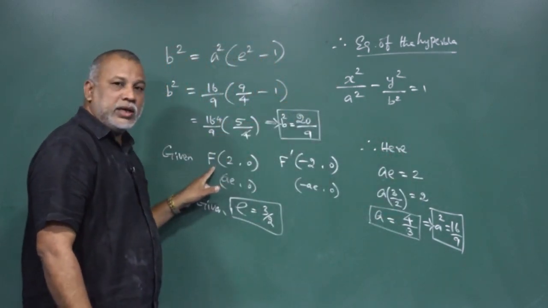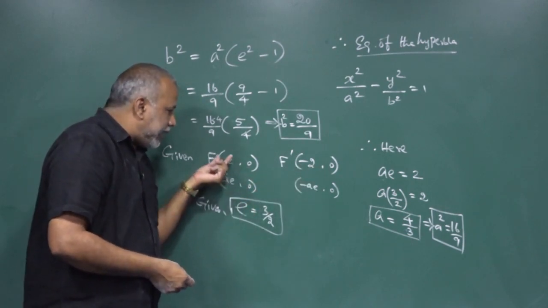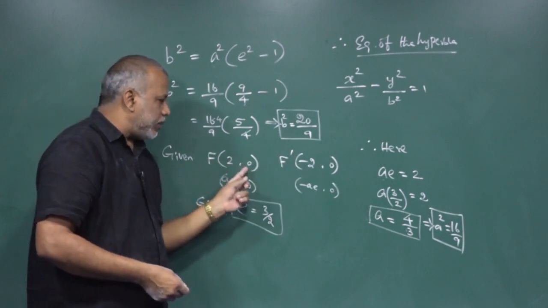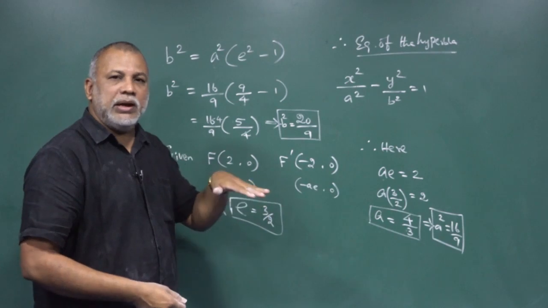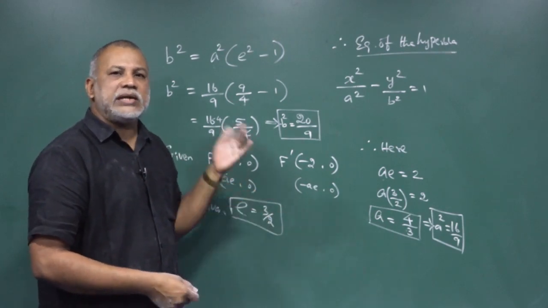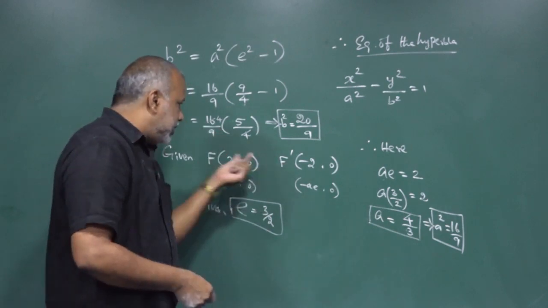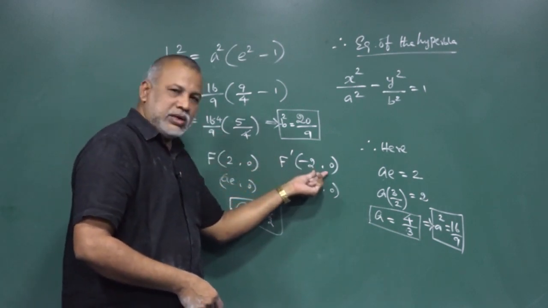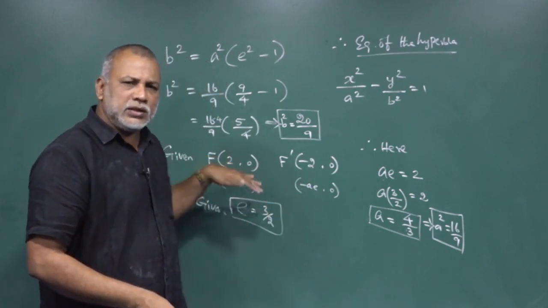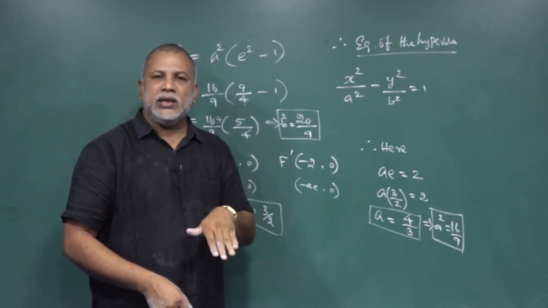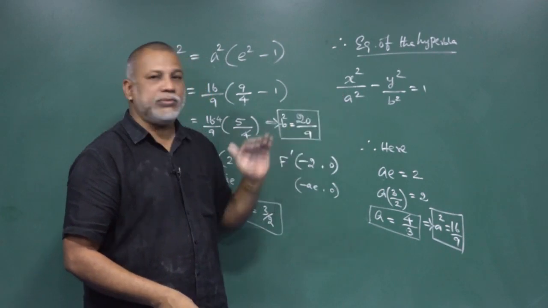See the result of foci: 2, 0 and minus 2, 0. Therefore, the points have an x coordinate only, and the y value becomes 0. All these values belong to the x-axis only. Therefore, the transverse axis is along the x-axis. So we can decide by using the points. Here 2, 0 and minus 2, 0 are in the form of ae, 0 and minus ae, 0. Therefore, the foci lie on the x-axis only, so the transverse axis is along the x-axis, and it belongs to type number 1.